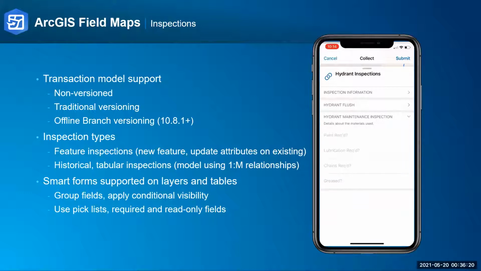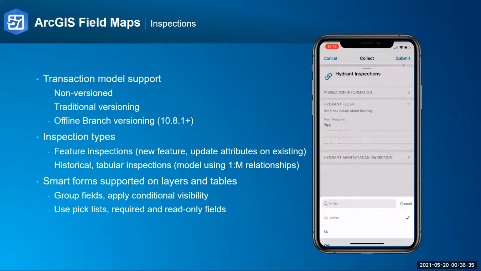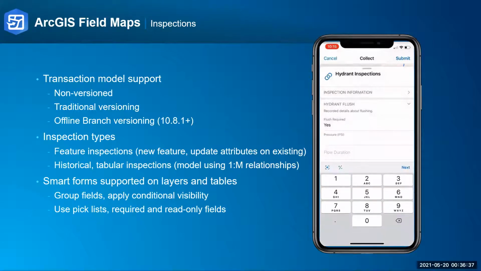And we're supporting the use of relationships to enforce the asset to inspection model so that this is possible. So very common to have a feature layer with a related table, and Field Maps allows you to collect your asset inspection information in that related table.